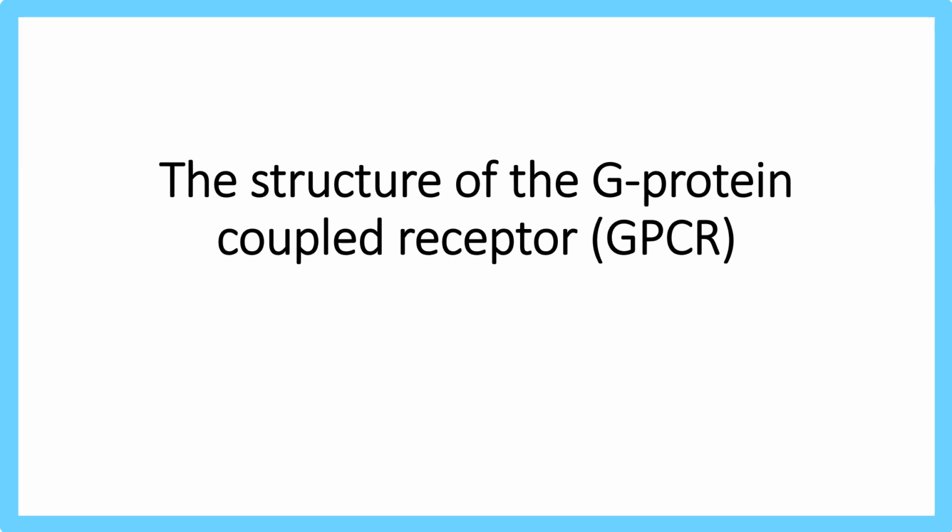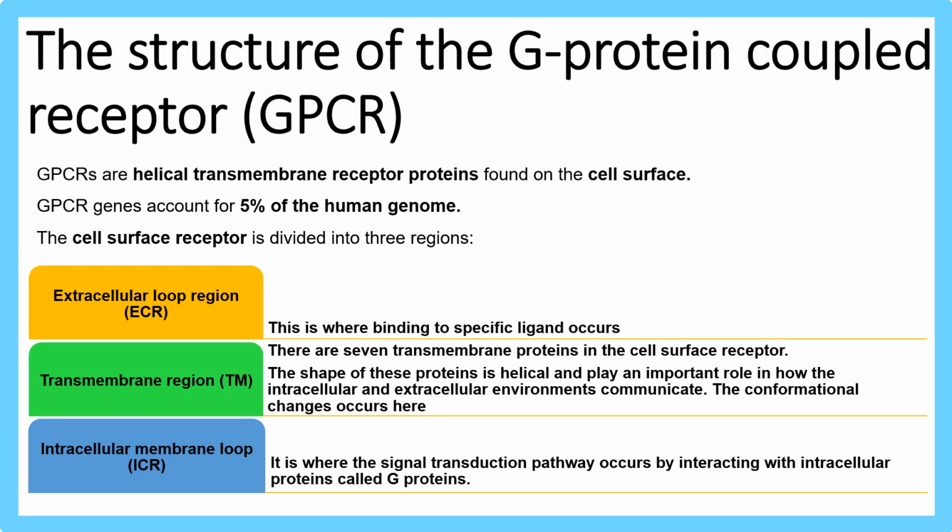So let's begin with the structure of the G protein coupled receptor. So far you should have understood, when we looked at the lecture on receptor activation, that GPCR is a helical transmembrane receptor protein that is found on the cell surface. Some receptors are found inside the cell, and some receptors are found on the cell surface. Now the GPCR genes account for 5% of the human genome. The cell surface receptor is divided into 3 regions: the extracellular loop region, the transmembrane region, and the intracellular membrane loop.